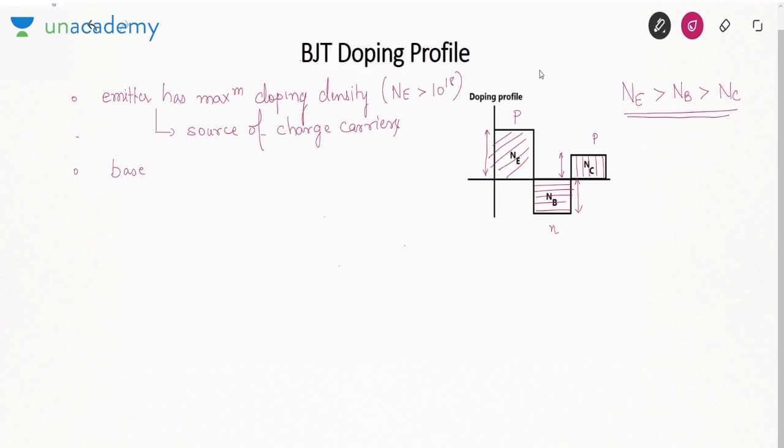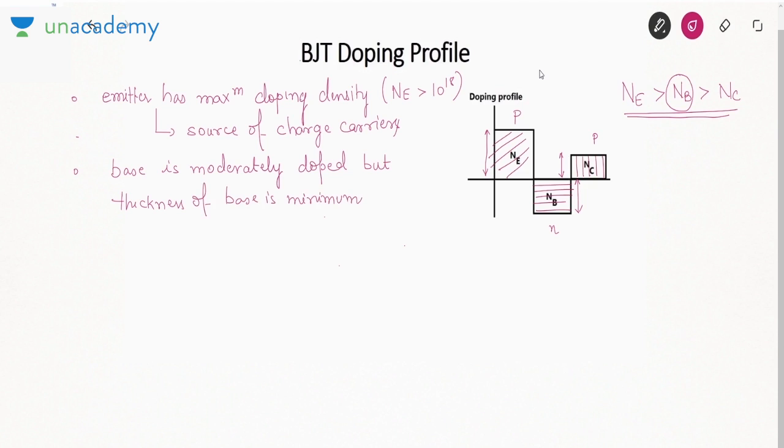The second thing is that base is moderately doped. Moderately means it is intermediate between emitter and collector. Neither is it heavy doping nor is it light doping. But remember, thickness of base is minimum.